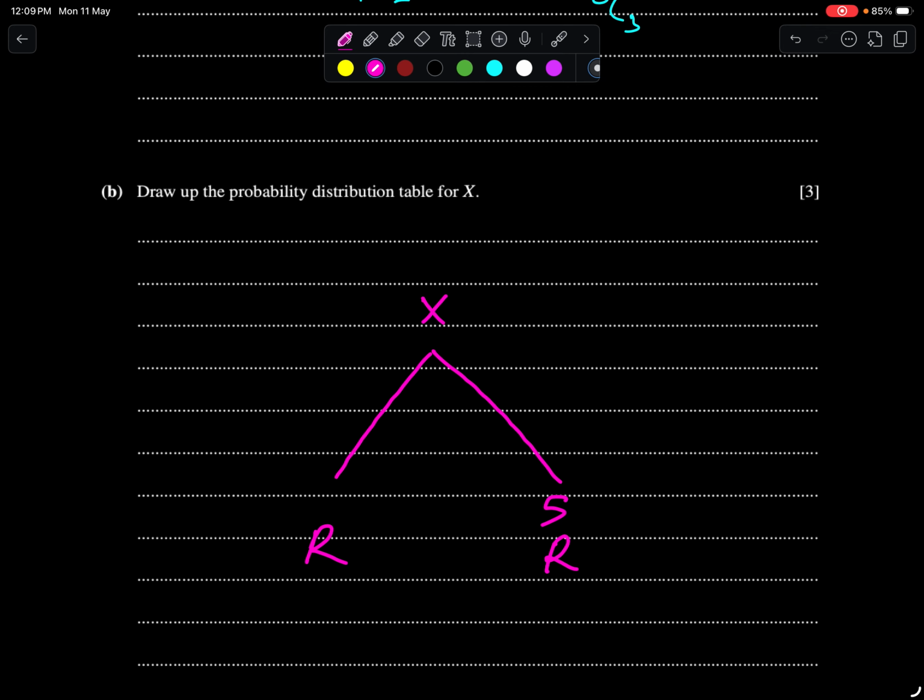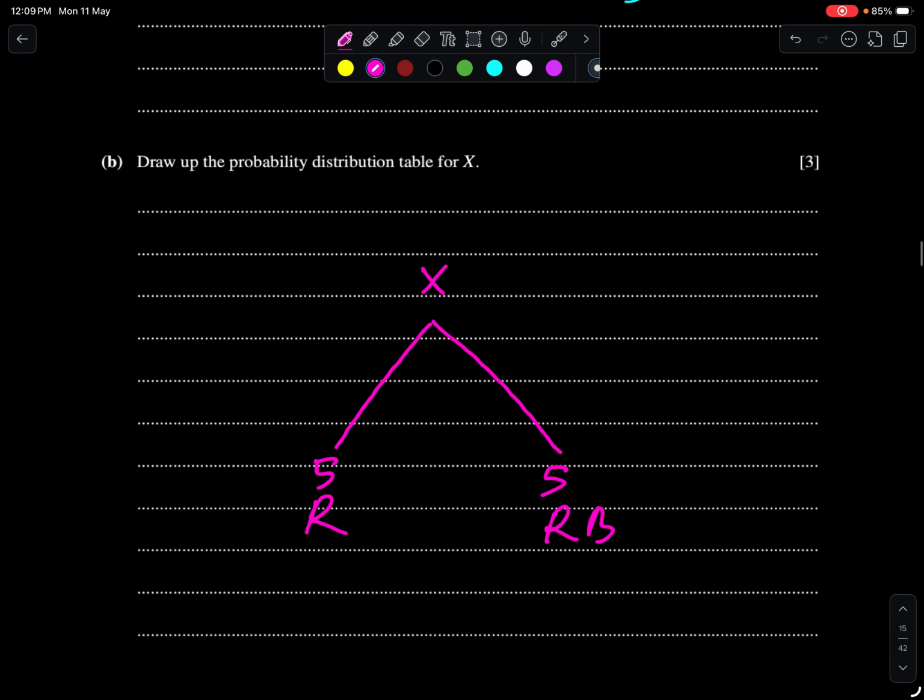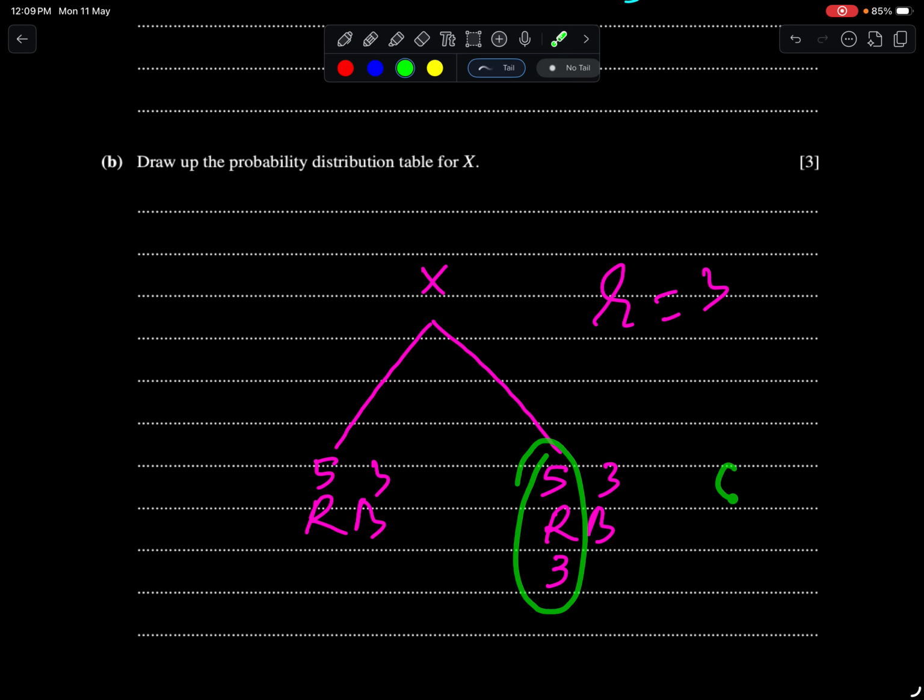So available red balls are 5, blue are I think 3. Now we have to select 3 balls. So write 3 here and check the combination 5C3 is possible. So this is perfectly fine. So all red can be possible. So this should be 0.